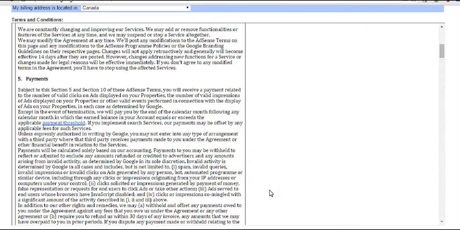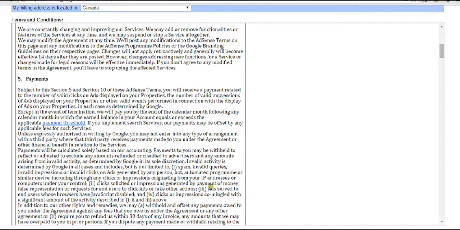They also have specifics on what will be determined as invalid clicks, or reasons that you could lose your account. Spam, invalid queries, invalid impressions, or invalid clicks on ads generated by any person, bot, or automated program. Clicks solicited or impressions generated by payment of money, false representation, or requests for end users to click ads or take other actions. And ads served to end users whose browsers have JavaScript disabled.